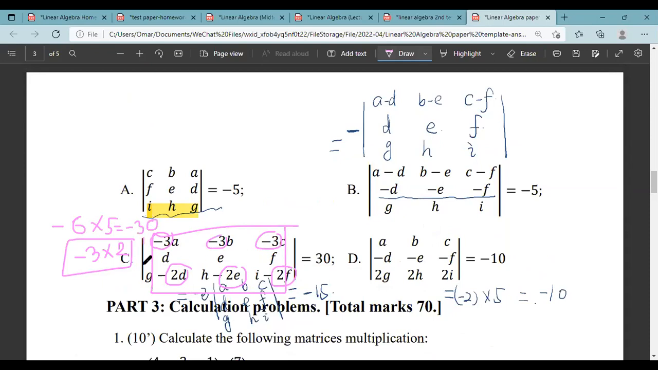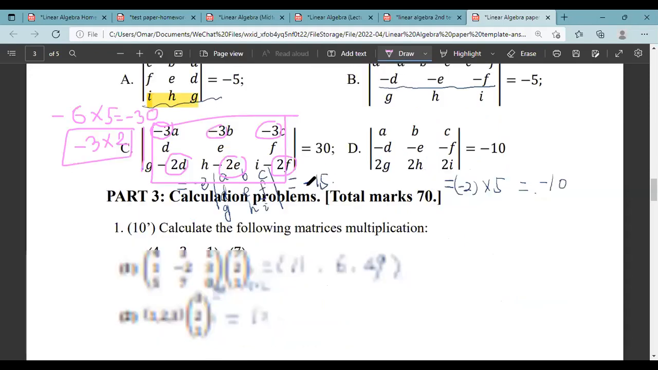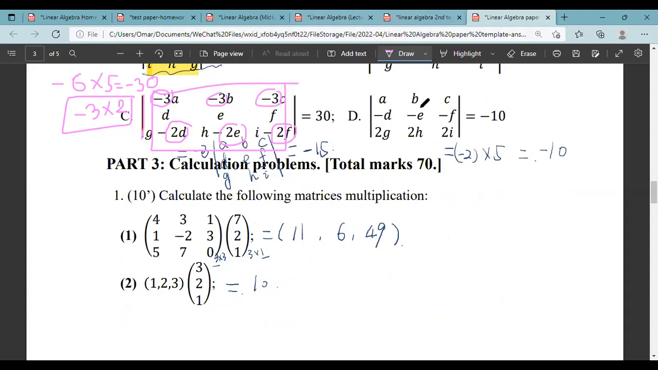Then the absolute value, okay, so what is the absolute value of the matrix? G minus 2D. Yes, I'm not pretty sure about this answer, so let's just skip this one.